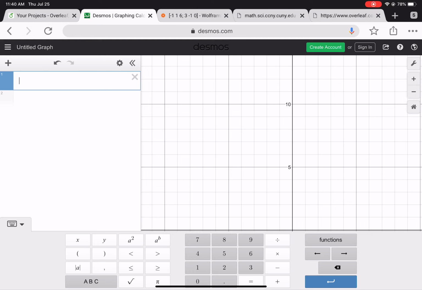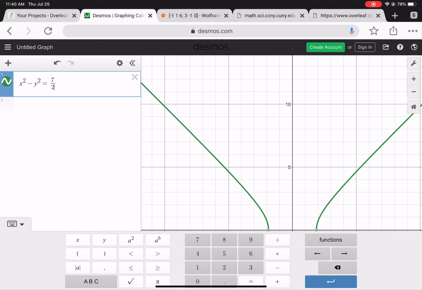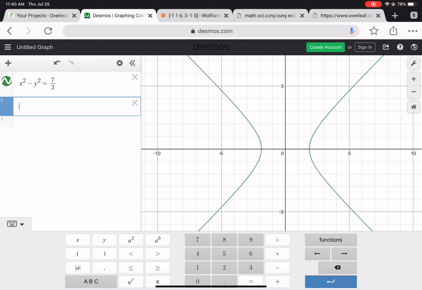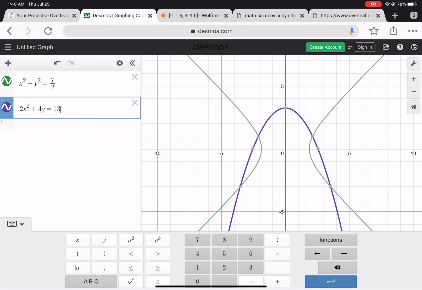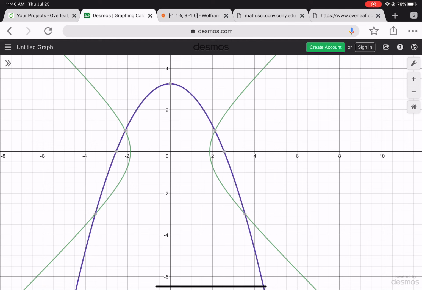Yeah, let's see. The first equation that I gave you was x squared minus y squared equals 7 over 2, right? 7 divided by 2. And that's a hyperbola like that, right? And the next equation that I gave you was 2x squared plus 4y equals 13, right? And that's a parabola like that, right? How many intersections will they share?